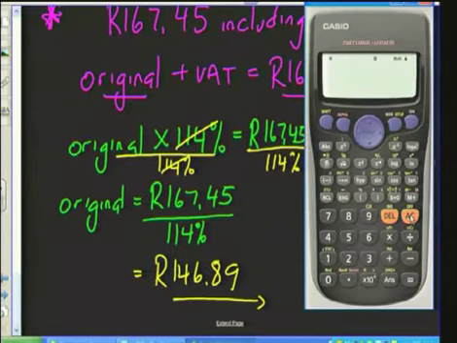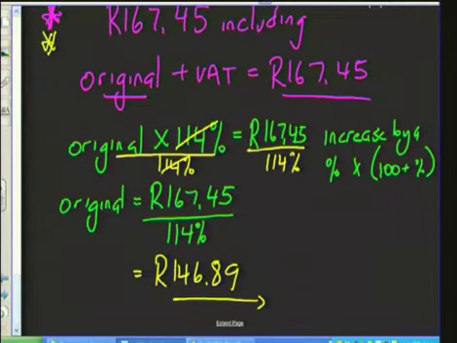And a good way to check this would be, if I now increase this by VAT, do I get back to this 167.45? So to check, I'm going to say, well, okay, if I take my 146.89 and times it by 114%, do I get my right answer? And you can quite clearly see that I do. So it's a good thing to check, because if you take 14% of that 167, you're not going to get back to 167. So this is really important, and put another star next to it.